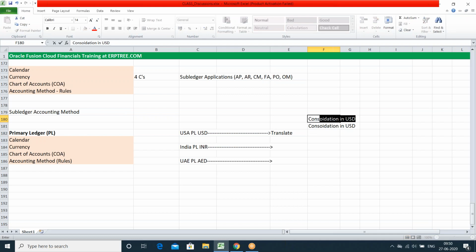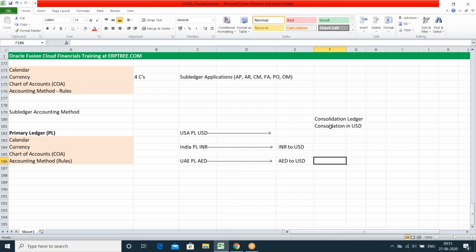You can create a consolidation ledger. They can send the data to the consolidation ledger since they are going to do consolidation here. Here no translation is required because USD data is going to the consolidation ledger, which is in USD. Here they have to convert the data from INR to USD and send it to this consolidation ledger. Here they'll convert the data from AED to USD. So from these three countries, they'll get the data into the consolidation ledger. They can prepare the reports.